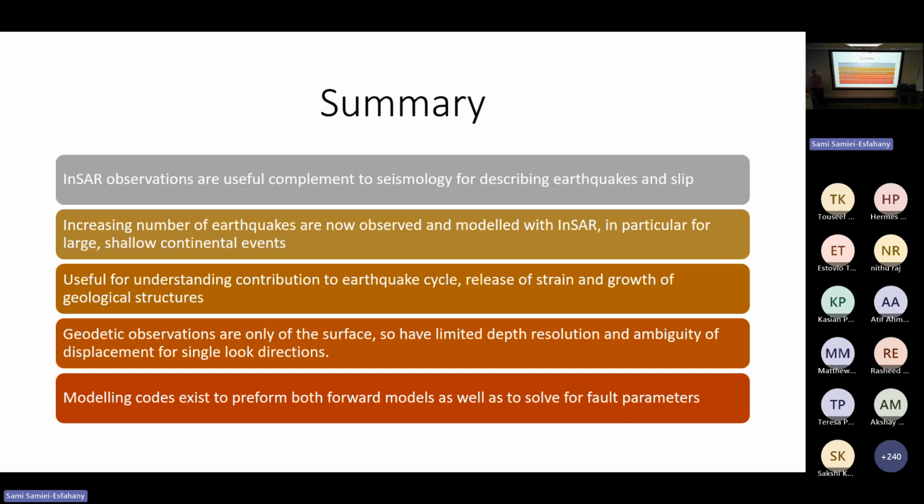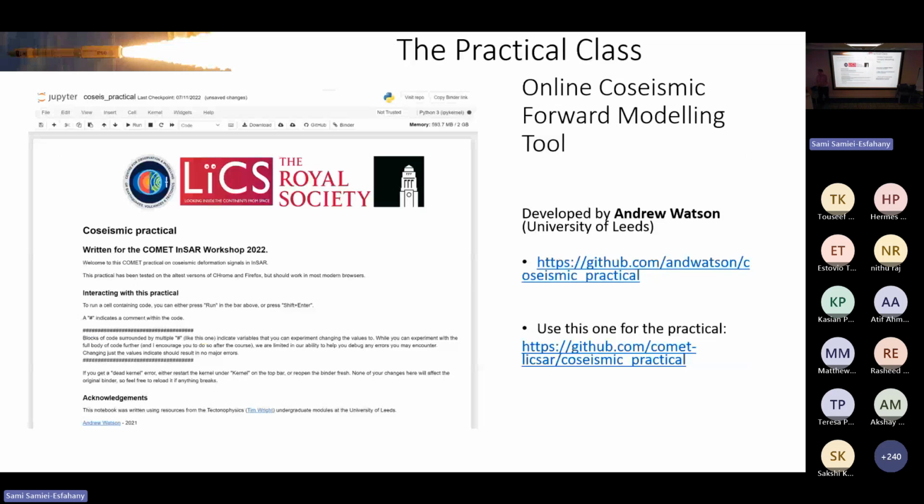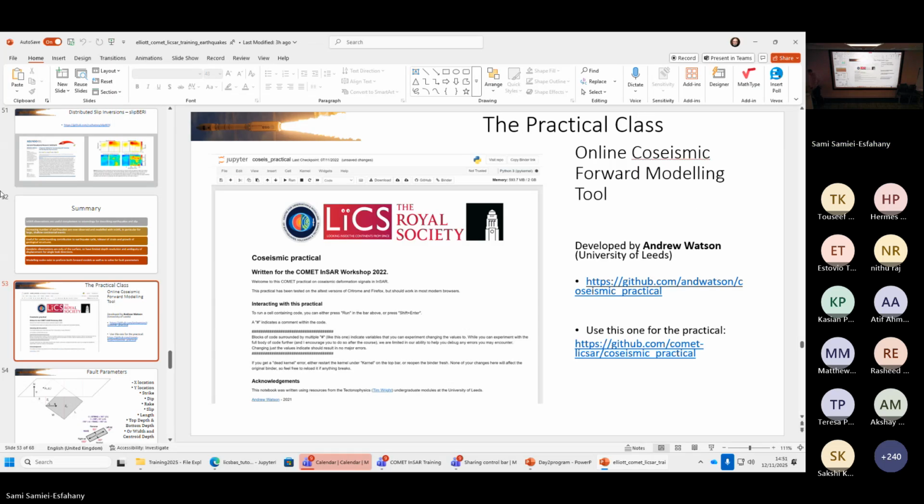Okay, so should we just break for 9 minutes and then I'm going to go find John to help with the next aspect, but that's going to be on the COSEISMIC forward modeling tool, and we'll show you some examples from that.